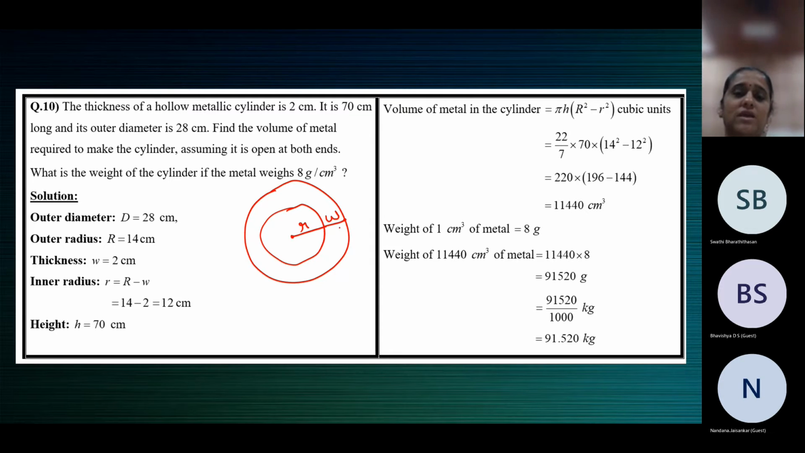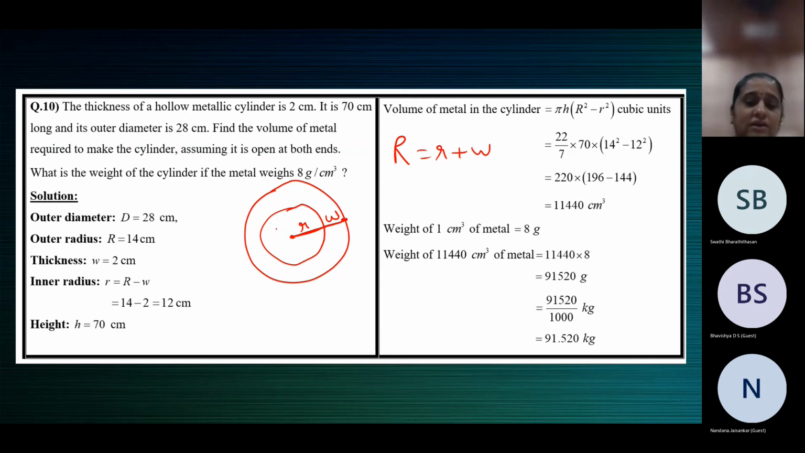Yes, ma'am. Now, what is R plus W? Isn't it the value of capital R? Yes, ma'am, it is, because it is from the center to a point on the circumference of the outer circle. So capital R is equal to small r plus the thickness.